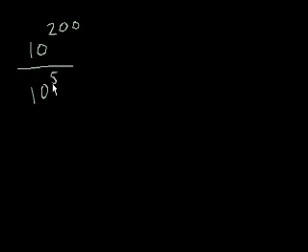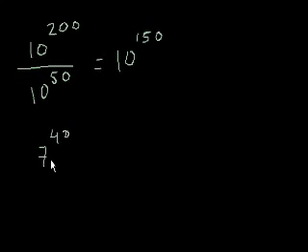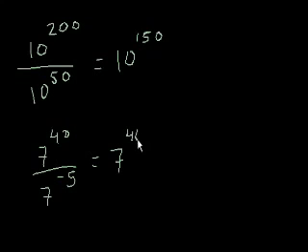If I said 10 to the 200th over 10 to the 50th, well, that just equals 10 to the 200 minus 50, which is 150. Likewise, if I had 7 to the 40th power over 7 to the negative 5th power, this will equal 7 to the 40th minus negative 5. So it equals 7 to the 45th.